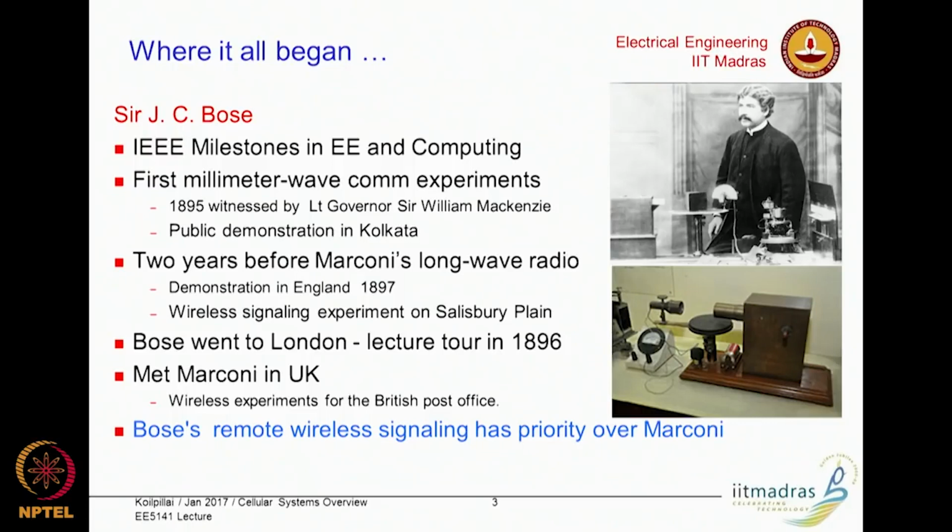But almost 2 years prior, J.C. Bose had already demonstrated wireless in the city of Kolkata. And in fact, apparently J.C. Bose and Marconi met in UK, but by that time J.C. Bose was on to other things. He didn't pursue wireless, but Marconi did, and the rest of it was history. But the first demonstration, the credit goes to Marconi.